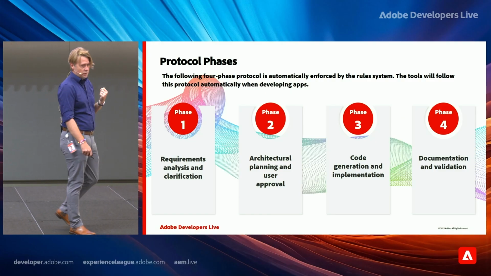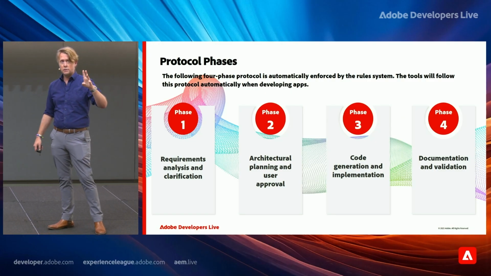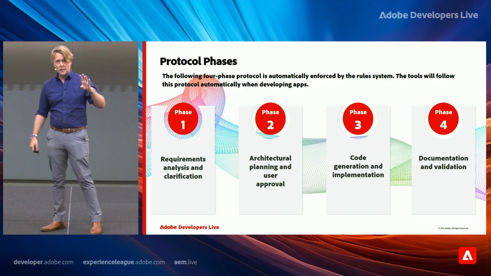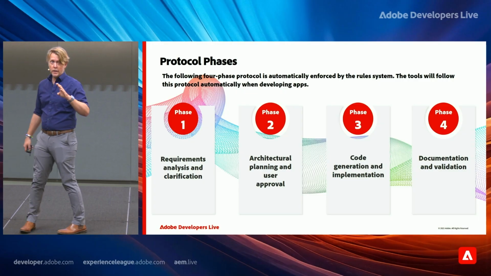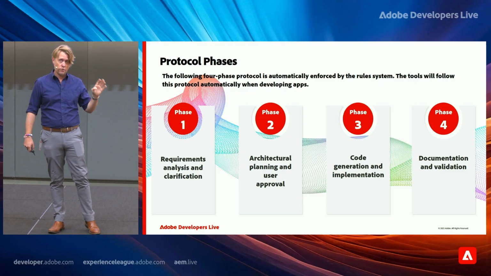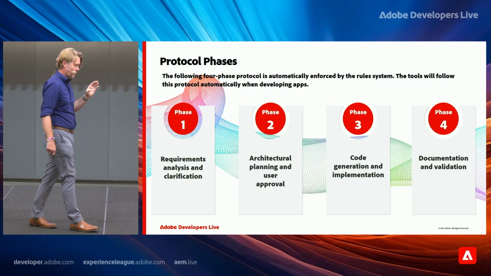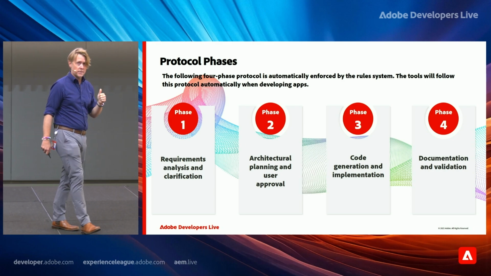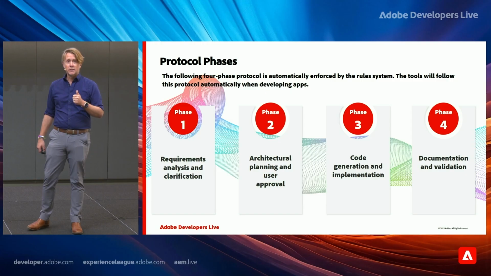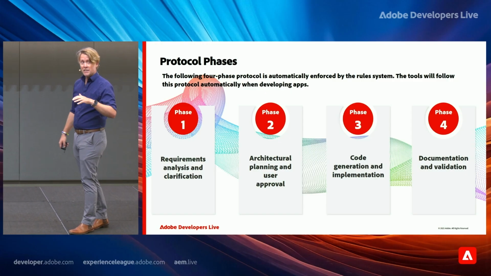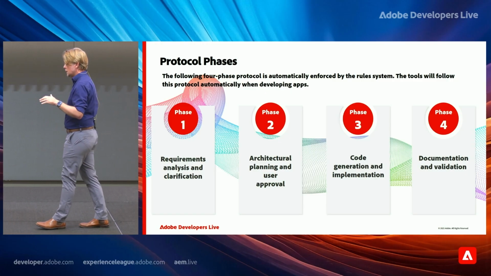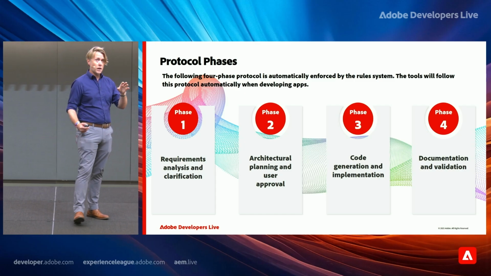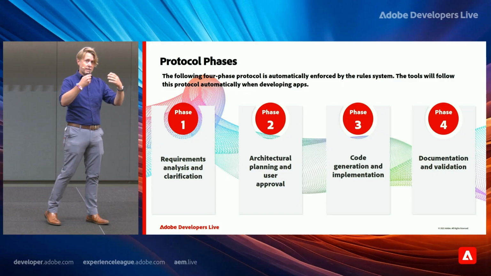Now, the MCPs follow four distinct protocol phases here. While not all of these are super exciting, they are very, very critical to actually develop the way that you want. So first, we have requirements analysis and clarification. This is making sure that you have the proper use cases for what you're trying to build. And a very real example here is in the commerce world, we have extensions on our marketplace that plug into commerce instances.